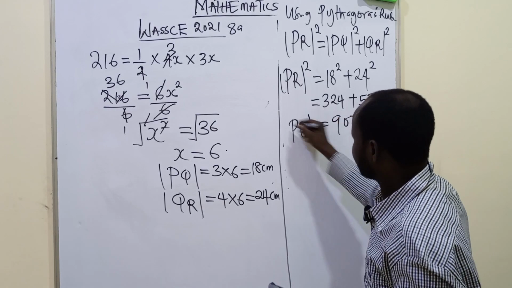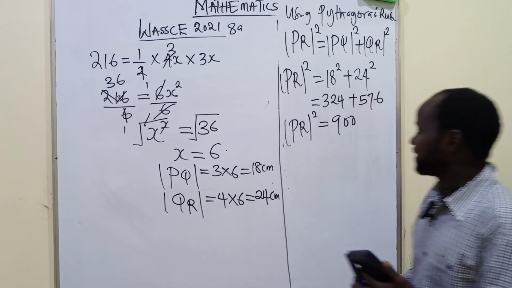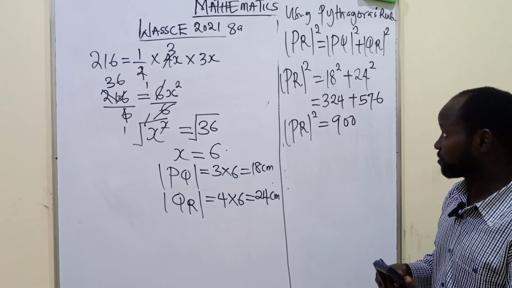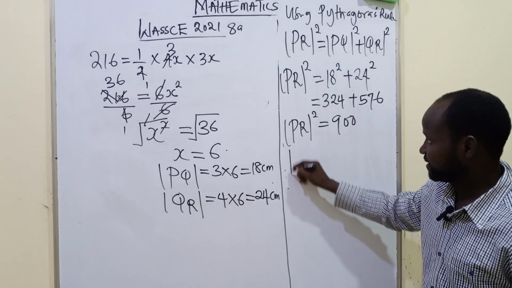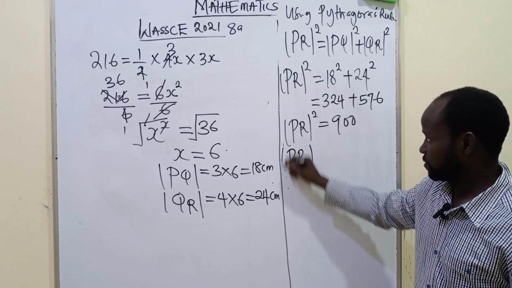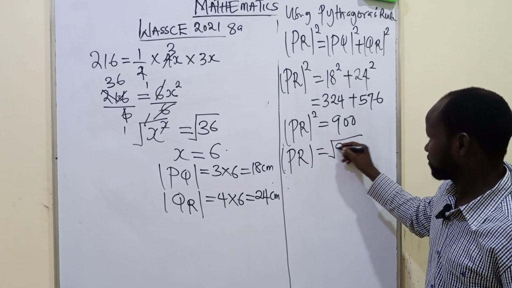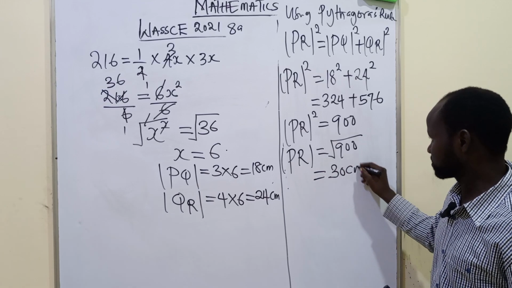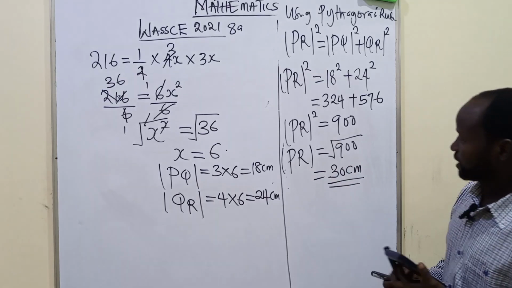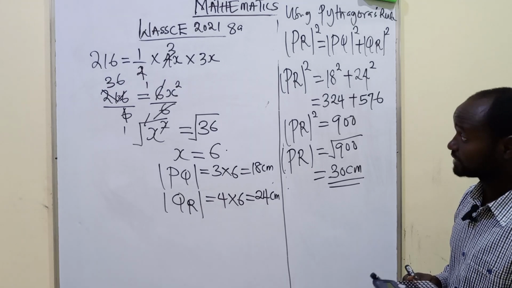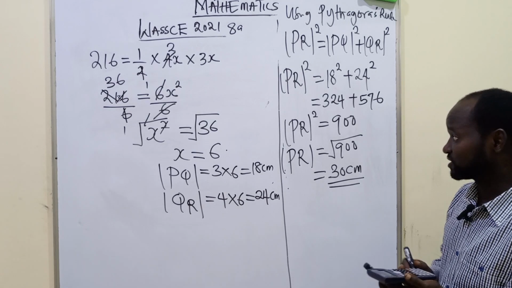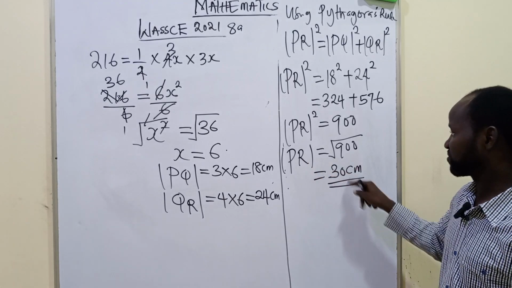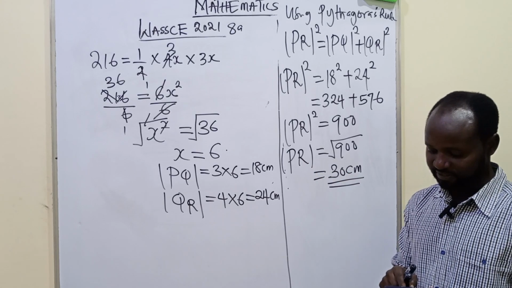So we can easily find length PR now. To remove the square here, we take the square root of both sides. Finally, length PR will be the square root of 900. Square root of 900 is 30. That will be 30 centimeters. You realize that the hypotenuse has to be longer than the opposite side and the adjacent side. Truly, the value of length PR is nothing but 30 cm.